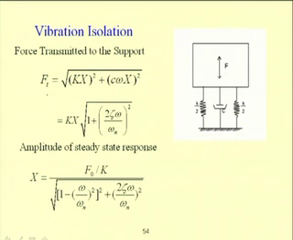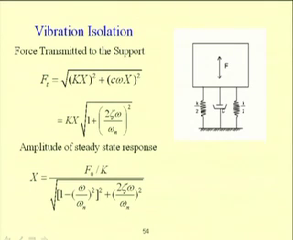So, one can find the force transmitted to the support equal to root over (k x) whole square plus (c omega x) whole square. That is equal to k x root over 1 plus (2 zeta omega by omega n) whole square. The amplitude of steady state response is known to be F0 by k, where F0 equals the amplitude of this force. So, a force F0 sin omega t is applied to the equipment. So, this x amplitude equals F0 by k over root over (1 minus (omega by omega n) whole square) whole square plus (2 zeta omega by omega n) whole square.